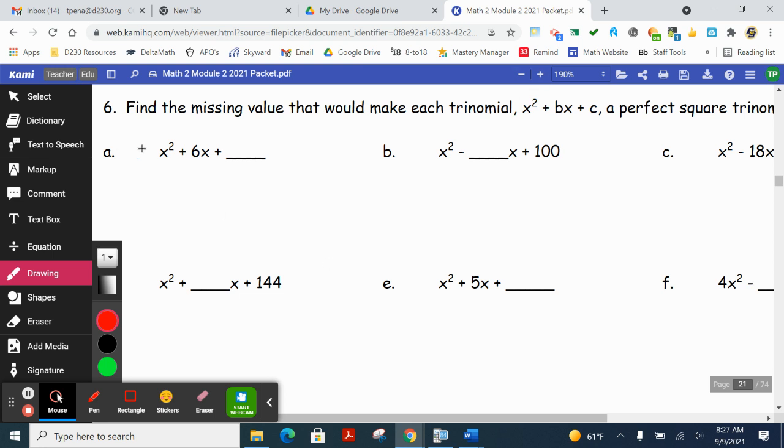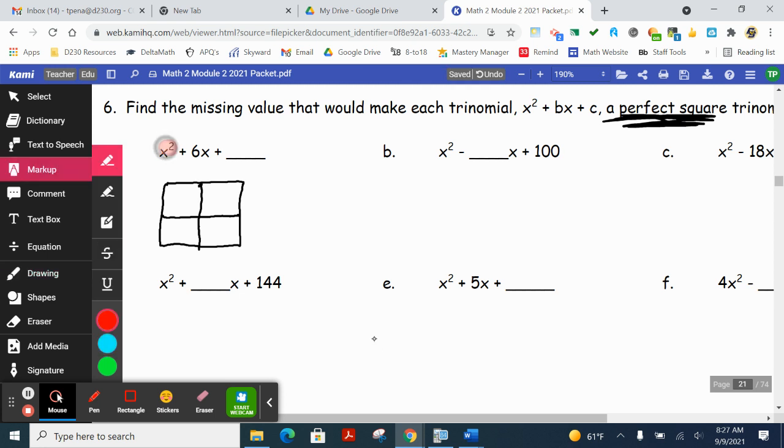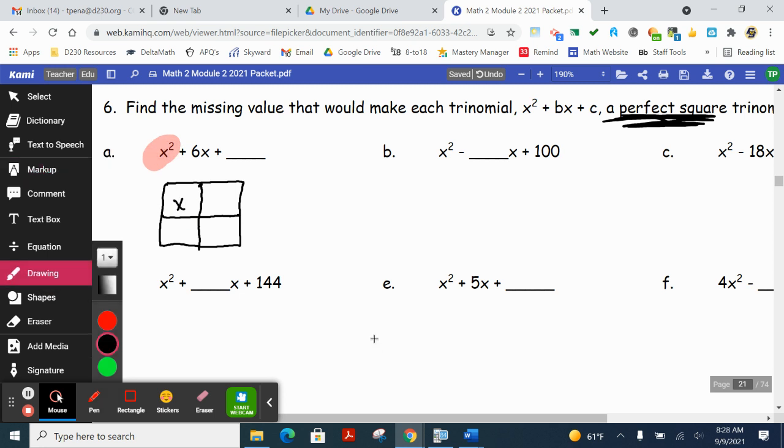All right, each trinomial a perfect square trinomial. So if you look at letter A, to start this off, and you don't necessarily have to draw an area model for all of these. You don't really want to have to draw it all, but we are going to for this first one. So since it's going to be, remember, a perfect square, try to draw your area model as a square. So they have the same length and they have the same width. What we hopefully know at this point is this x squared term goes right here. And the only way we would have gotten that is by multiplying an x by an x.